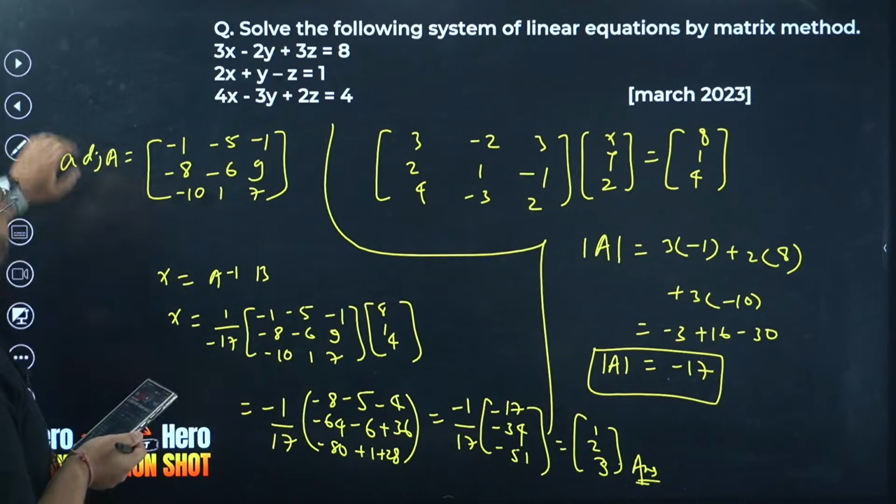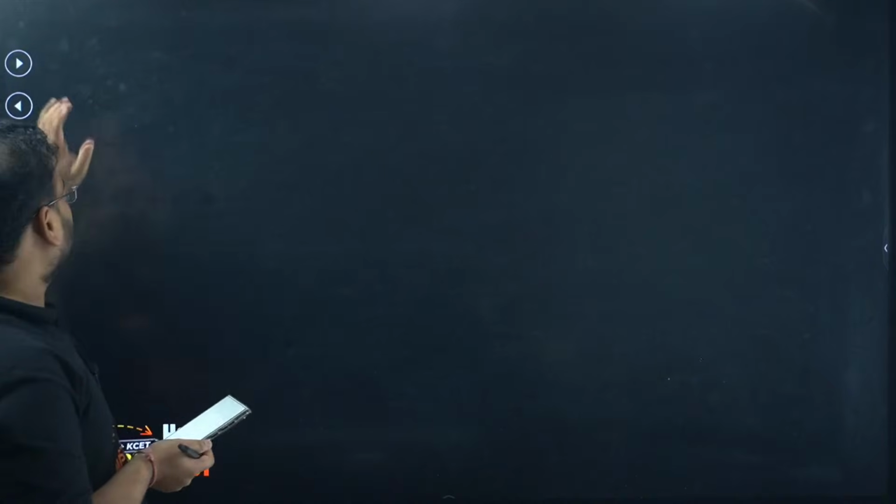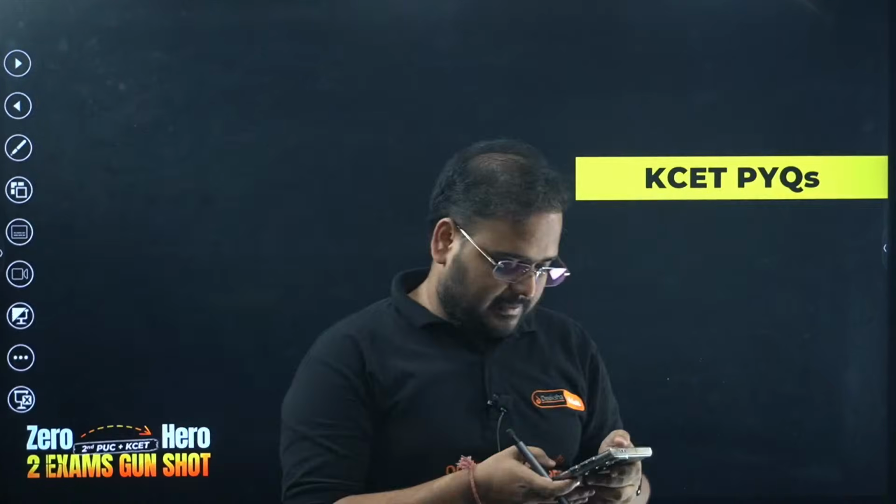Now it's time to solve the PYQs of CET. If anybody has doubts so far on the PU2 side, you can ask me. I'll start in a minute. Let me have some water. In the next 10 to 15 minutes, we'll complete the questions. Then you all can leave.